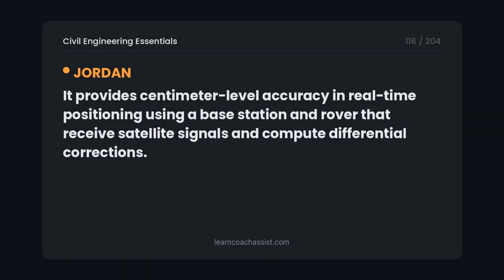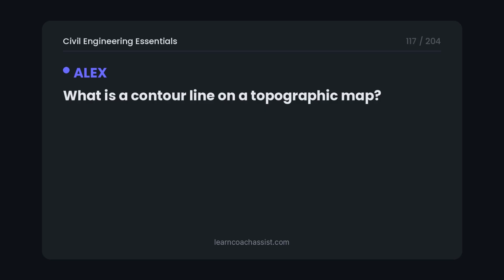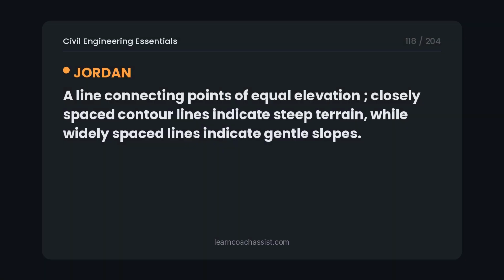It provides centimeter-level accuracy in real-time positioning using a base station and rover that receive satellite signals and compute differential corrections. What is a contour line on a topographic map? A line connecting points of equal elevation. Closely spaced contour lines indicate steep terrain, while widely spaced lines indicate gentle slopes.